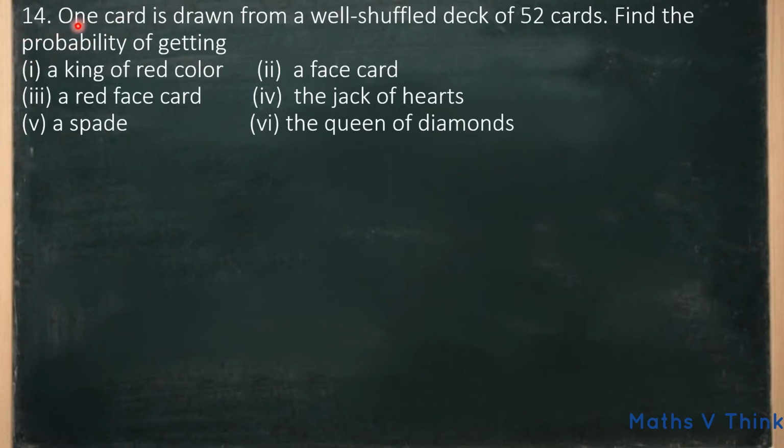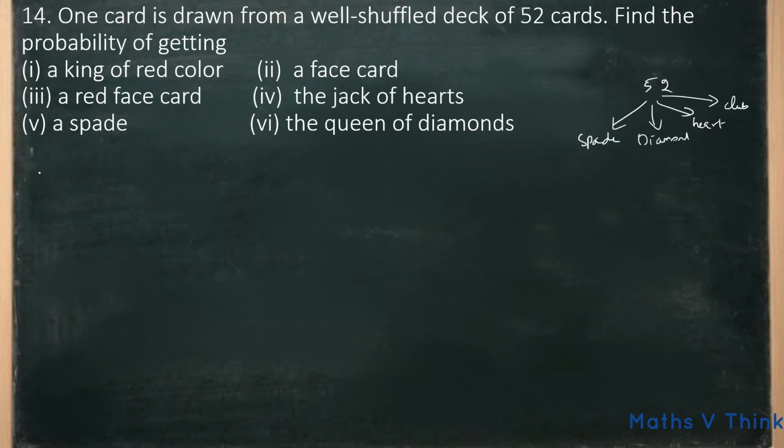The 14th question says, one card is drawn from a well-shuffled deck of 52 cards. Find the probability of getting a king of red color, a face card, a red face card, the jack of hearts, a spade, and the queen of diamonds. We already know the 52 cards are divided into 4 suits: spade, diamond, heart, and club. I have already explained this in the basics of probability. You can get the link from the description for more clarity.